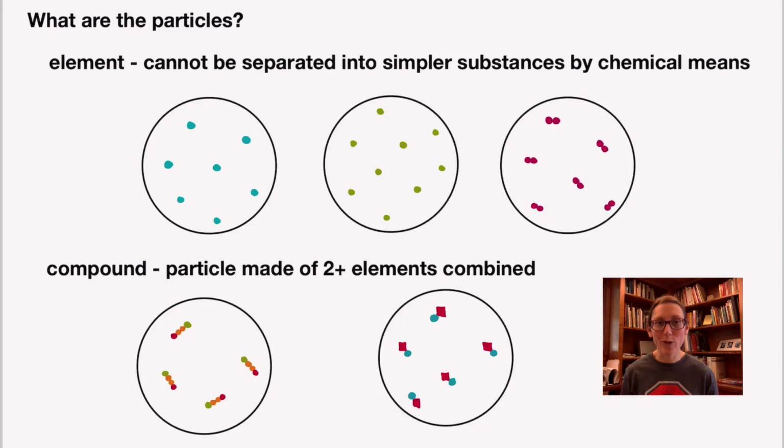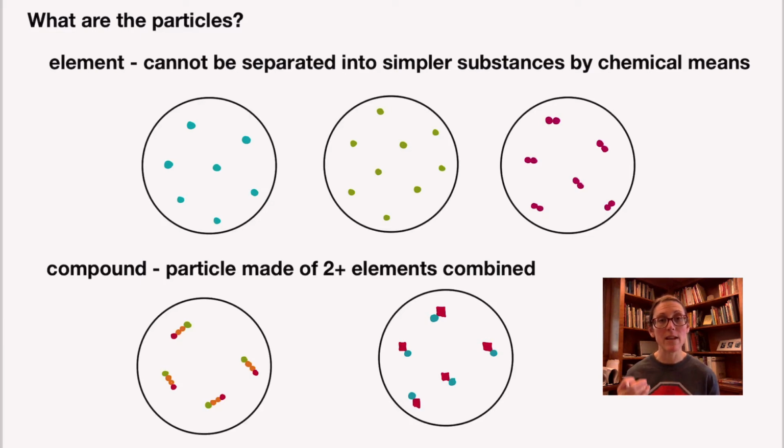But what are those particles? There are 2 different types of particles that can go into making either pure substances or mixtures. There can be elements and there can be compounds. An element cannot be separated into a simpler substance by chemical means. These are the smallest and simplest particles. These are our building blocks. This is what everything else we're going to do in chemistry is going to be built out of.